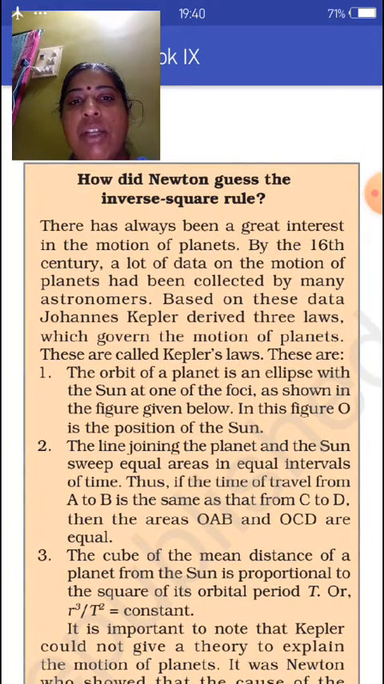There has always been a great interest in the motion of planets. By the 16th century, a lot of data on the motion of planets had been collected by many astronomers. Based on this data, Johannes Kepler derived three laws which govern the motion of planets. These are called Kepler's laws.